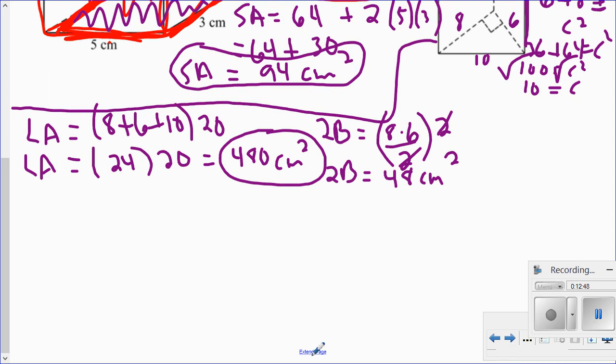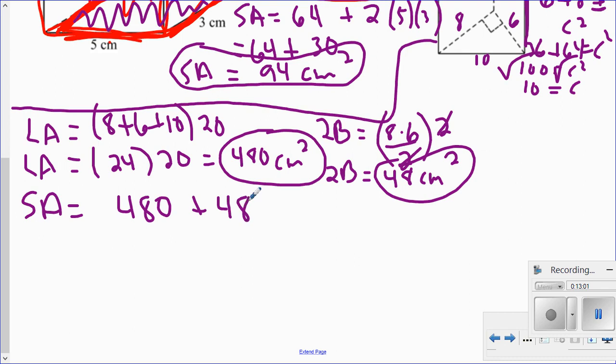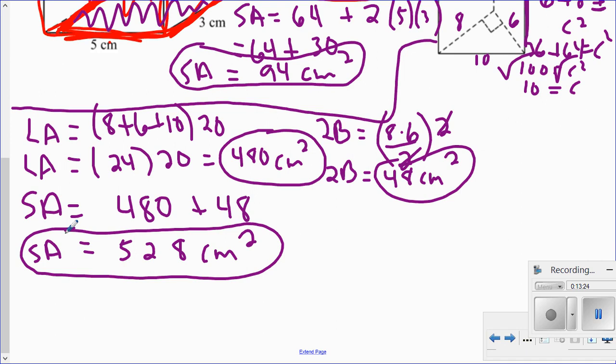So now what we're going to do is combine those. We have our two base area and we have our lateral area. So we'll get our surface area, which is 480 plus 48. And let's see. So we're getting 528. Make sure I did that right. Yeah, looks right. 528, and these are centimeters squared, is the surface area of that triangular prism.